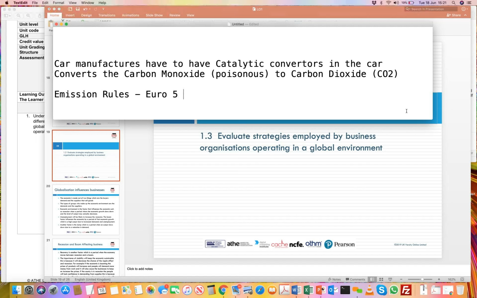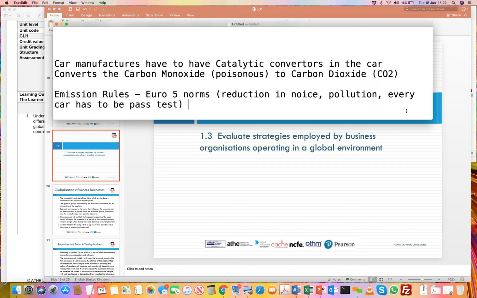So they need to look at complying with something called Euro 5 norms. That means they have to have reduction in noise, reduction in pollution. Every car has to pass a certain test, and then and only then it gets what is called a Euro 5 certificate. That means it is producing very little carbon emissions or pollution when it is running in the environment.